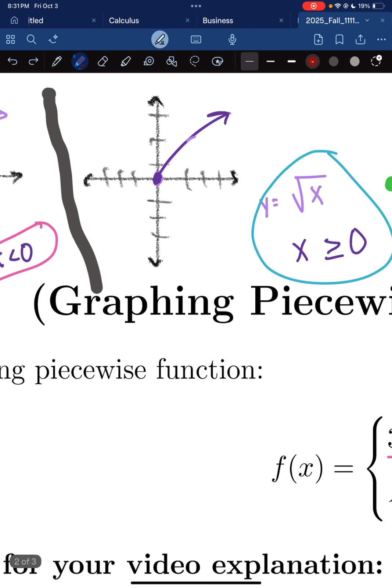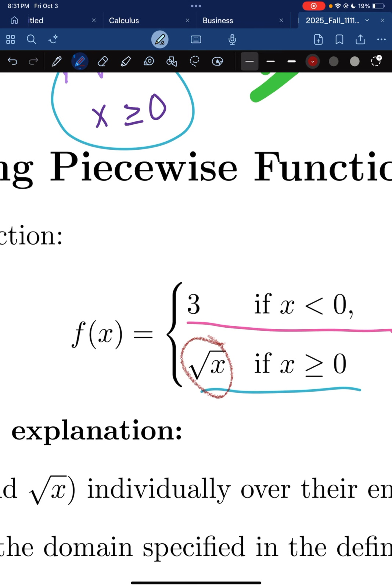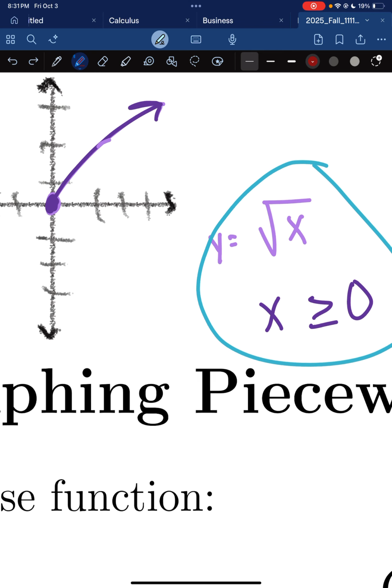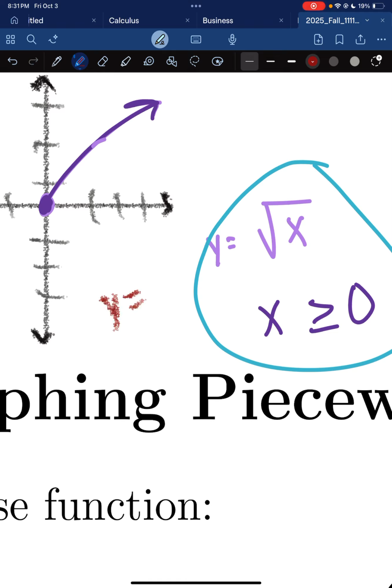Then same thing for square root of x. We know that y equals square root of x, and I know that square root of x starts at the origin and it goes like that. And so I drew that in the light purple, going like that.